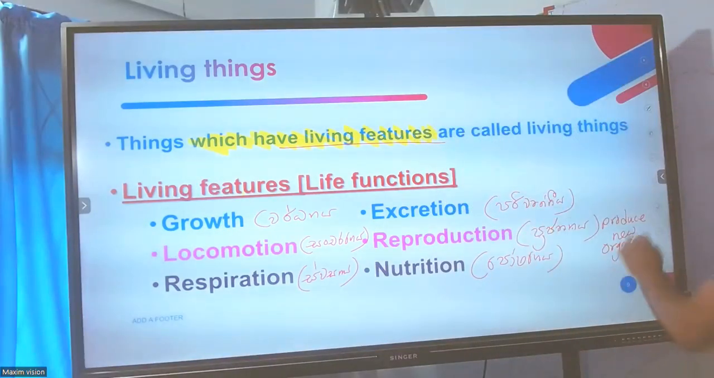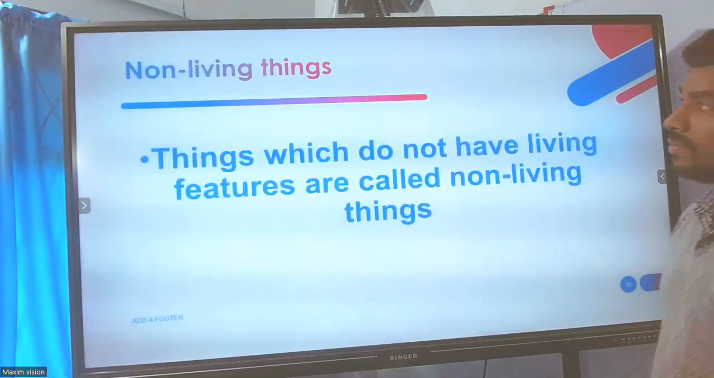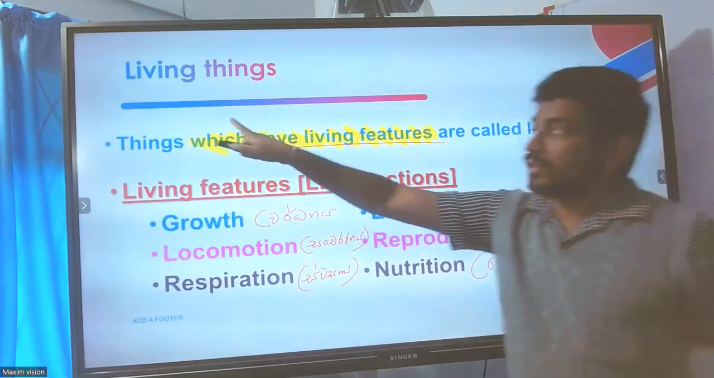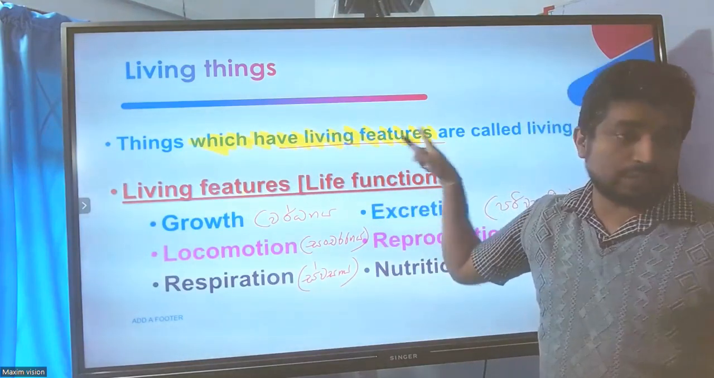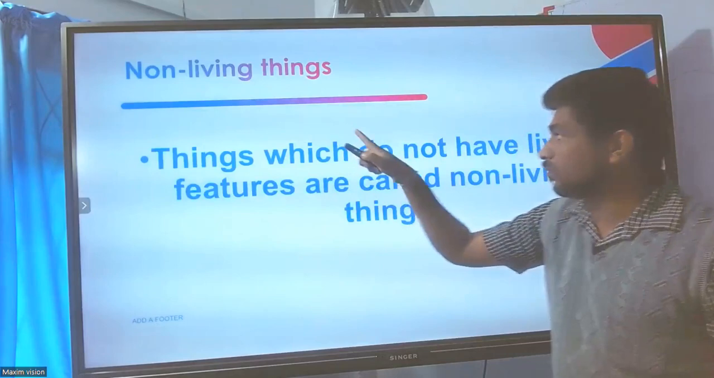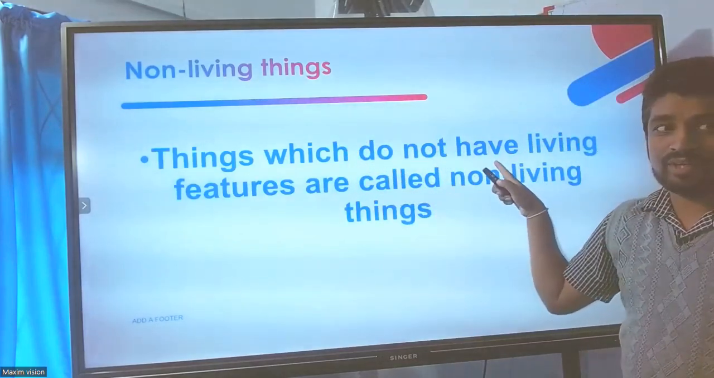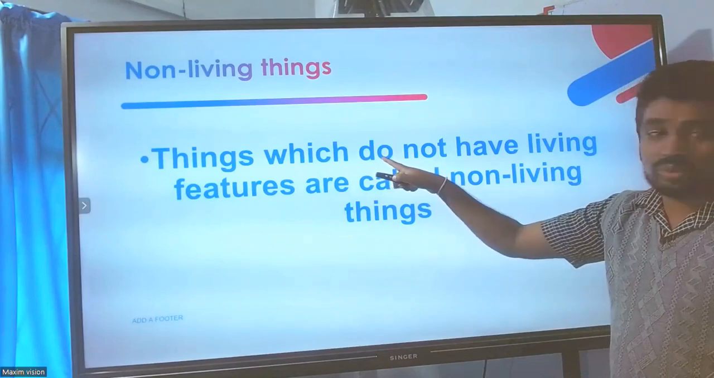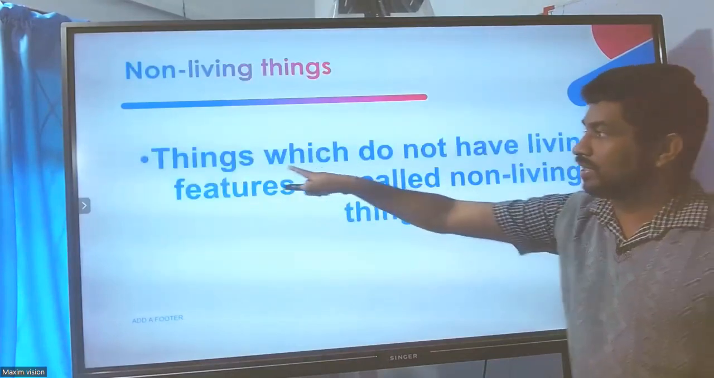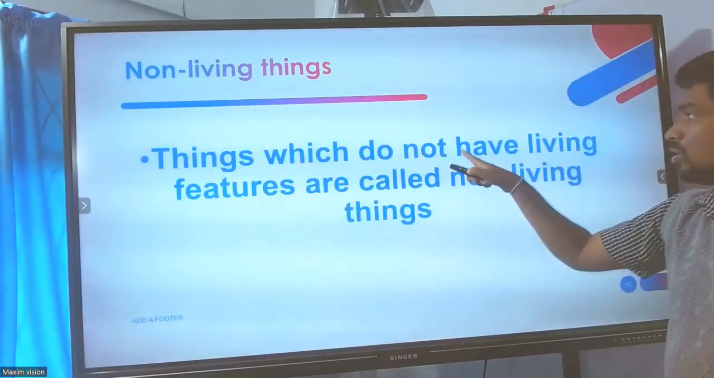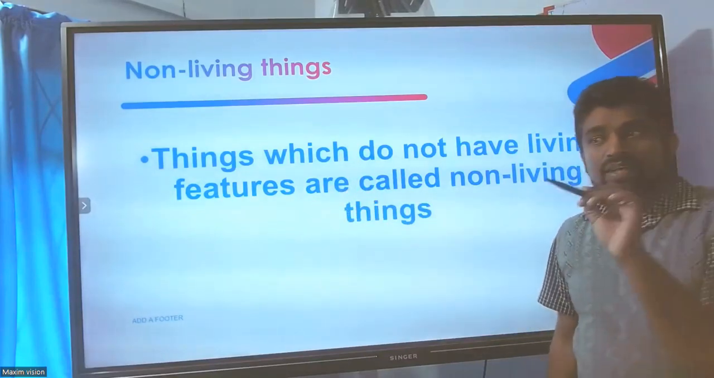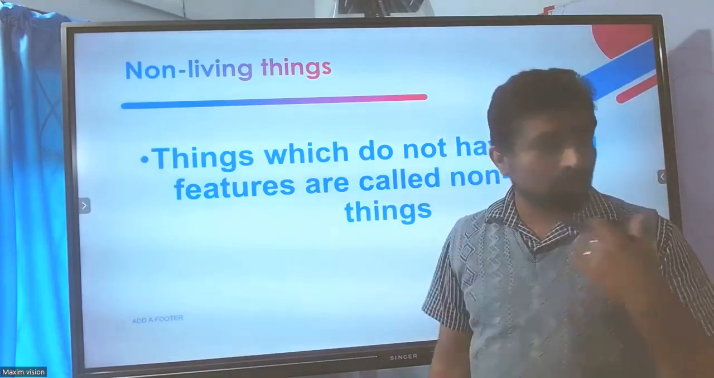Right, now look at here. Non-living things. How do we write that one? It is easy. What is a living thing here? Things which have living features. Then what is non-living? Things which do not have. What is the additional word here? Do not. Here, things which have living features. Now here we are mentioning things which do not have living features.